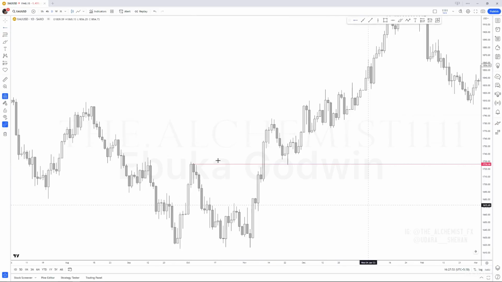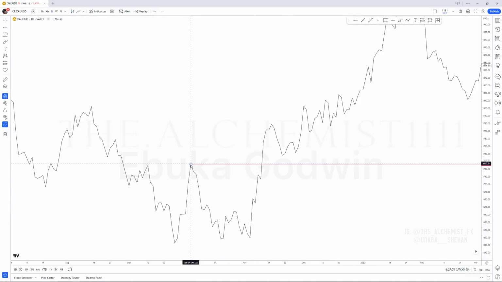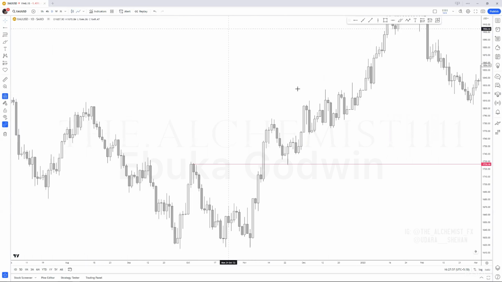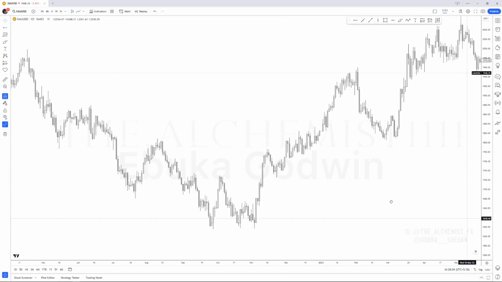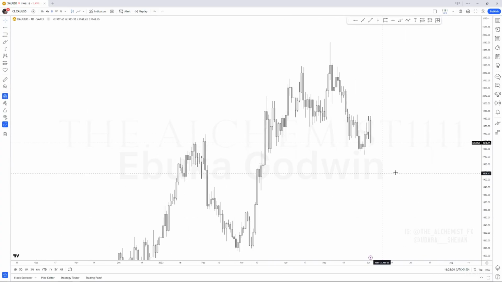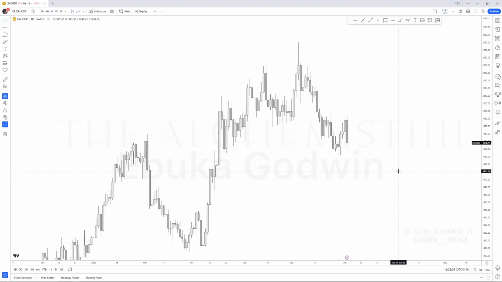What is that? Once again, resistance broken turns into a support, right? Then it turns into a support. Okay, so that's the very basic stuff. Now there's another type of SNR. We call it open close levels.